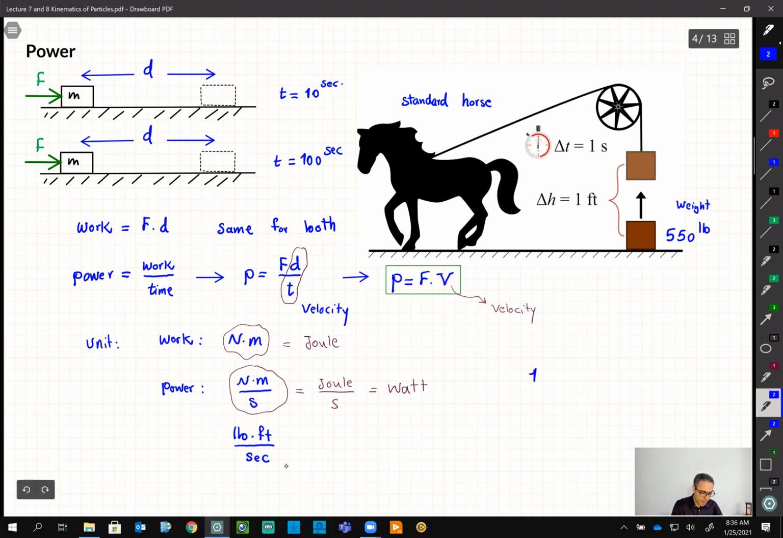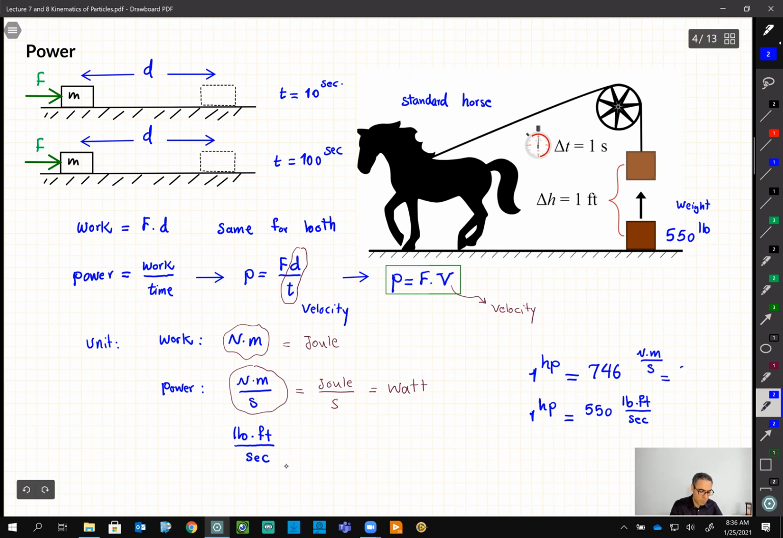1 horsepower, which we write as HP, is equal to 746 watt, or 1 horsepower is equal to 550 pound-foot per second. To be exact, let me write it down like that. So they are all the same. 1 horsepower is 746 Newton meter per second, which has a name.